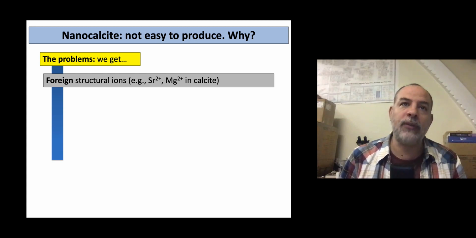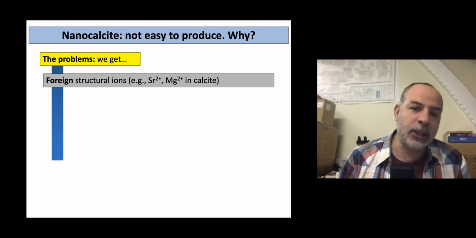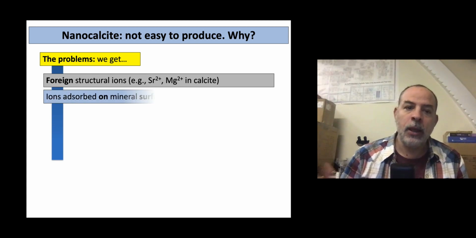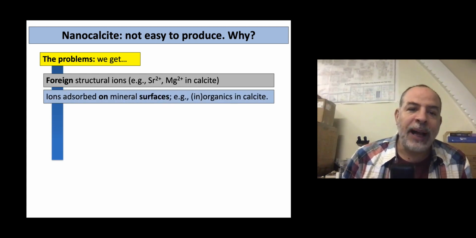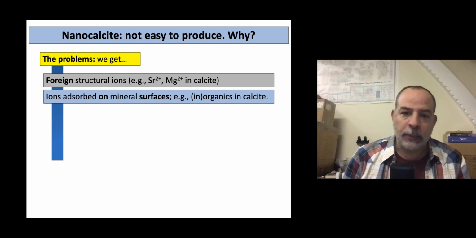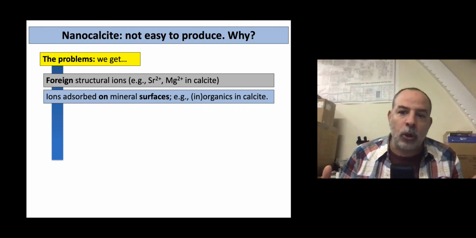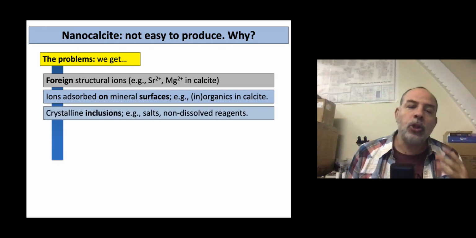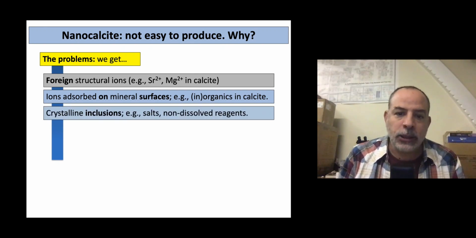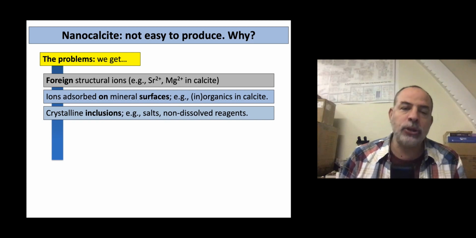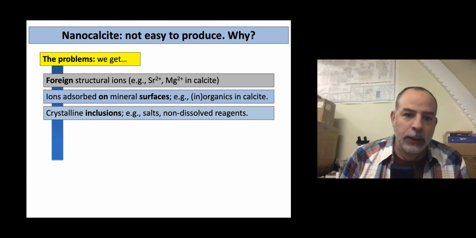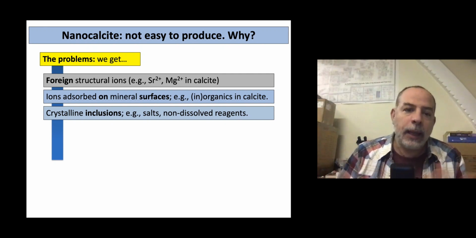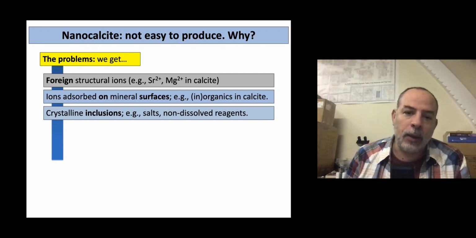We only want to have calcium and carbonate and not ions like strontium or magnesium that will change the properties of our calcite. Also, we don't want to have ions on mineral surfaces. I mean, we don't want to have inorganics or organics sorb on the surface of calcite. Also, we don't want to have inclusions, dissolved or non-dissolved reagents, because that will change the properties, the dissolution, the equilibrium pH at which calcite is with water.